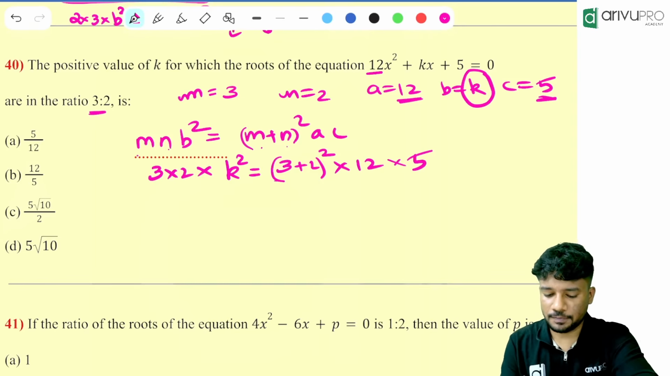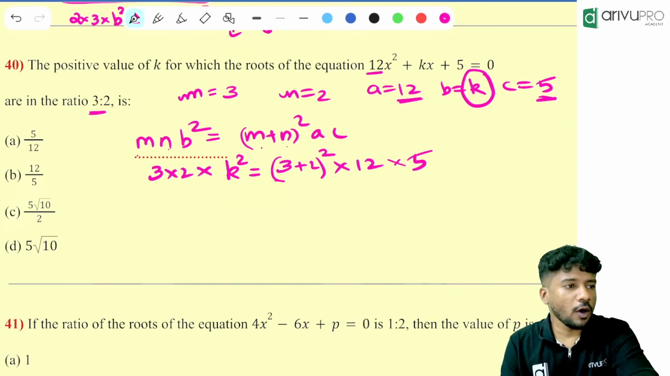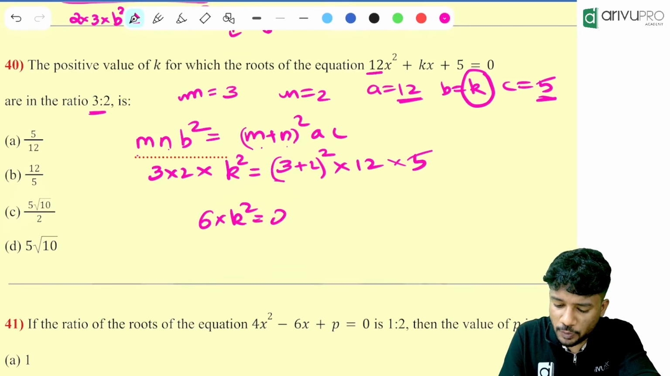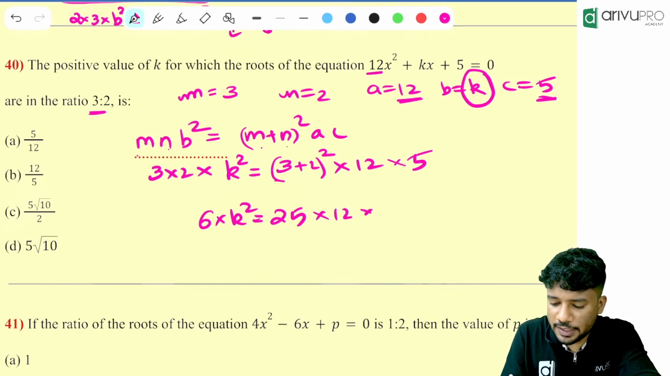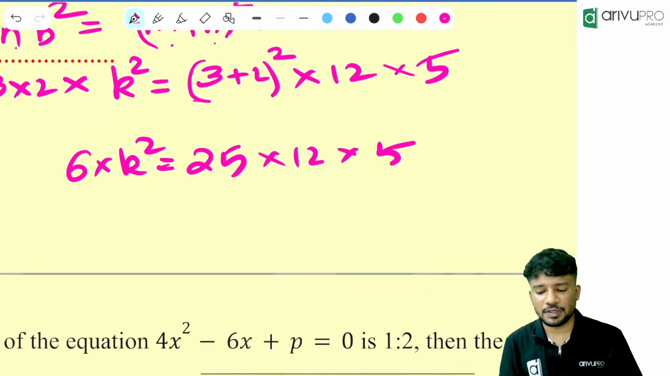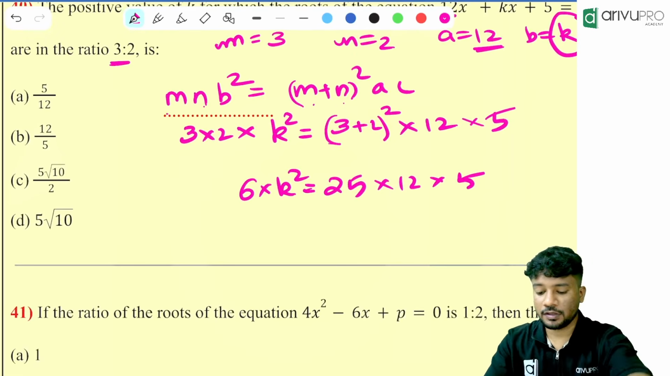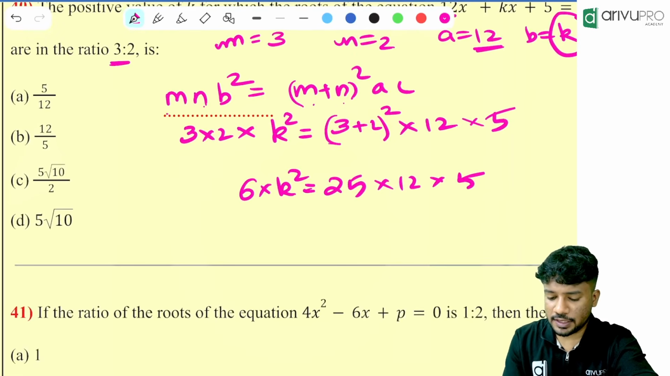Everyone, try it. So how much will it be? 6 into k square is equal to 3 plus 2, which is 5. 5 square is 25, into 12 into 5. Get me the answer, people. One of the easiest questions. So 6 and 2 will get cancelled. k square is equal to 25.